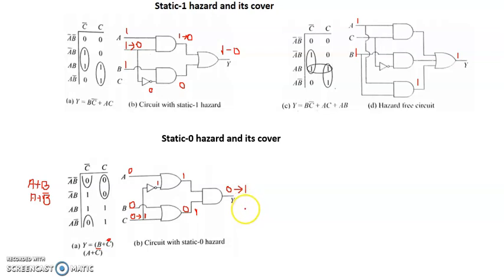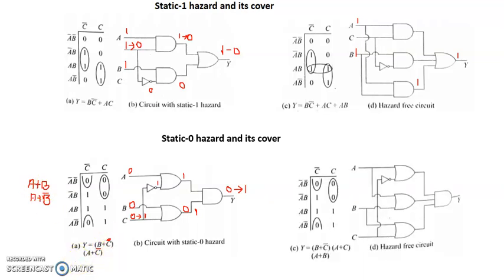How can we cover this hazard? By using a redundant group, the way we did in the previous problem. What is this redundant group? It is A plus B. Along with these two terms, we'll add that redundant term, that is A plus B. Do this grouping. So we added A plus B here. Extract this A and B, give it to an OR gate, and give the output of this to an AND gate.